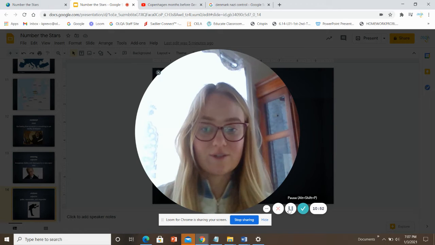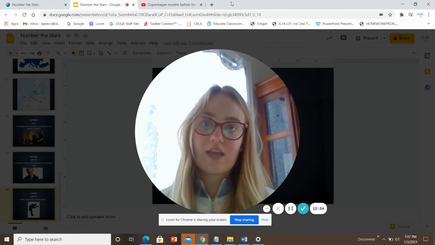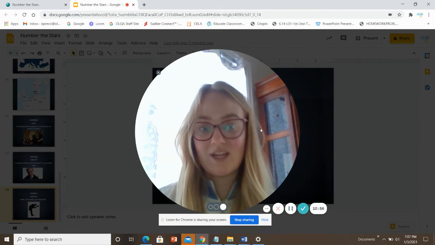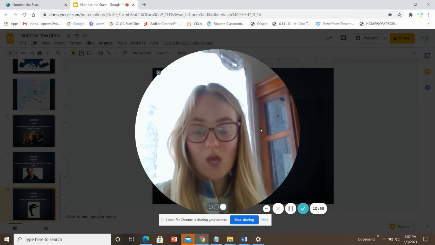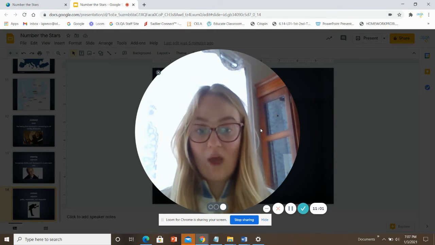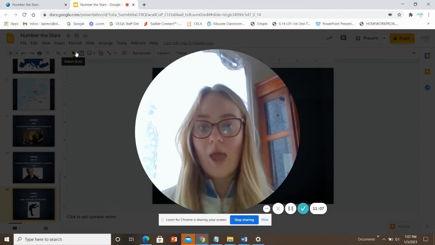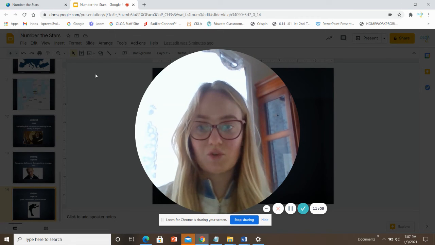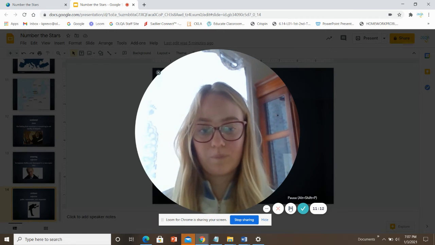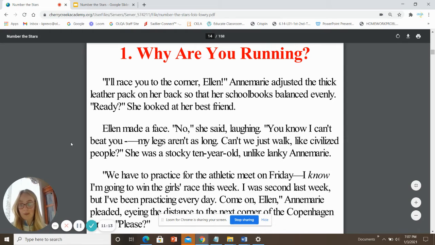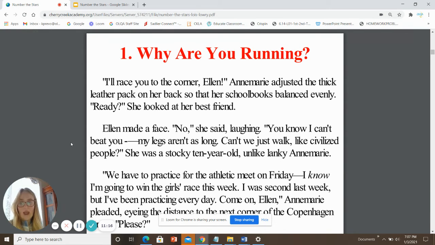So now that we have gone over the vocabulary words, we are ready to begin reading this novel, Number the Stars. We are going to be reading pages 1 through 7, so if you'd like to, you can have out your novel and read along, but I'll also have the text on the screen for you to follow along with. So we are beginning on chapter 1, and the title is Why Are You Running? So take out your reader, open to that page, and we will begin.